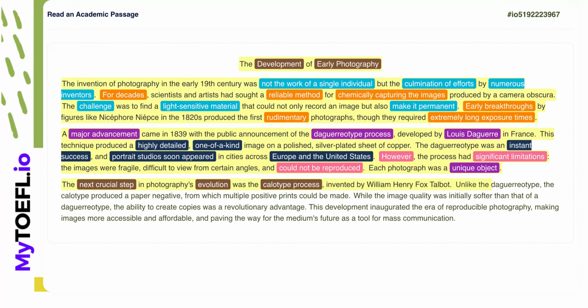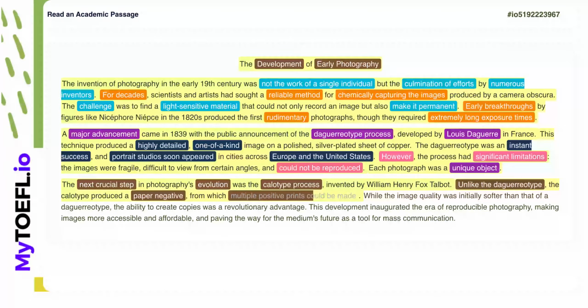Unlike the daguerreotype, the calotype produced a paper negative from which multiple positive prints could be made. This is the key comparison sentence. The phrase, "unlike the daguerreotype," directly contrasts the two processes. What was the big difference? The calotype used a paper negative. And what did that allow? Multiple positive prints could be made. This directly solves the main limitation of the daguerreotype we just read about.